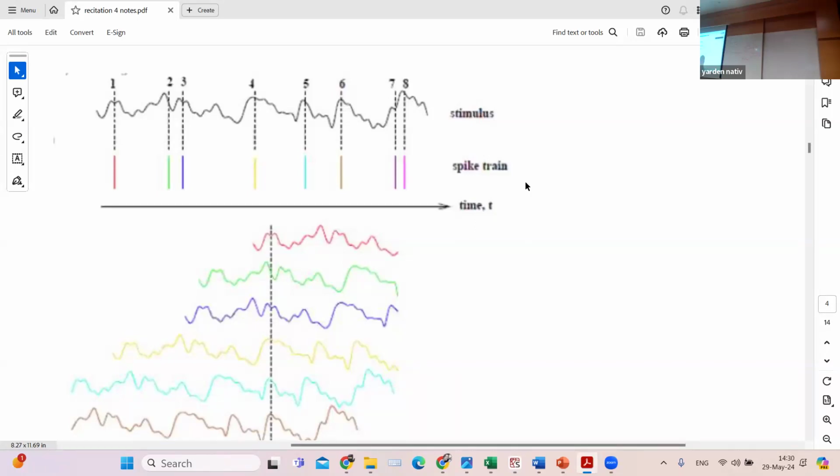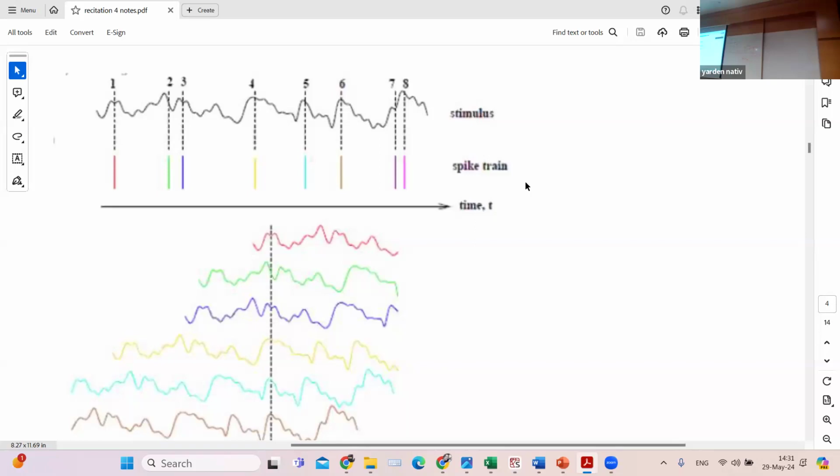In the PSTH, I align the neural response to the stimulus. And here I'm doing the reverse one. I'm aligning the stimulus to the spikes. So I'm looking at the spikes and I'm asking myself what happened before and after the spike.